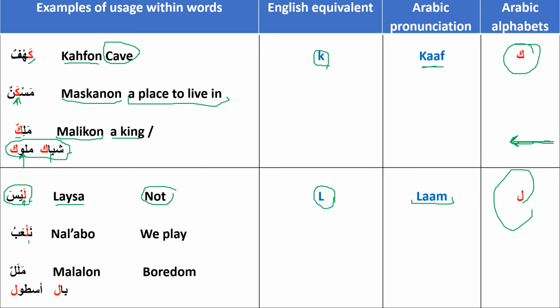If you are to write it in the middle of the word, put it like this, attached to the letter that comes before it and attached to the letter that comes after it. The example here is nal'abu, which means we play. Look here, I didn't mark here. Malalun, I'm talking about the one here, in the middle. That's lam. It must be attached to the letter that comes before it and the letter that comes after it, unless this letter that comes before it is alif or waw, then it cannot be attached. The example here is malalun, which means boredom.